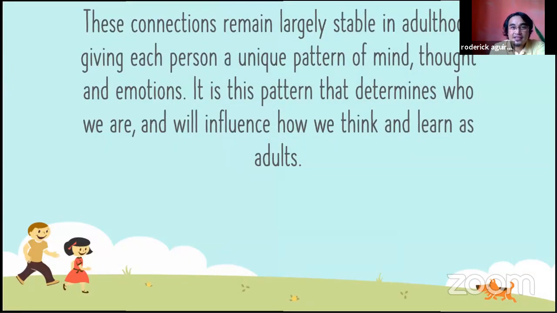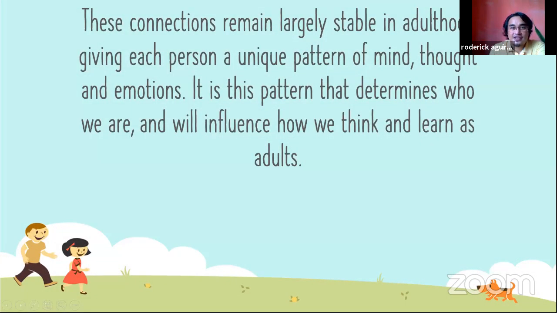All right. These connections remain largely stable in adulthood, giving each person a unique pattern of mind, thought, and emotion. It is this pattern that determines who we are and will influence how we think and learn as adults.